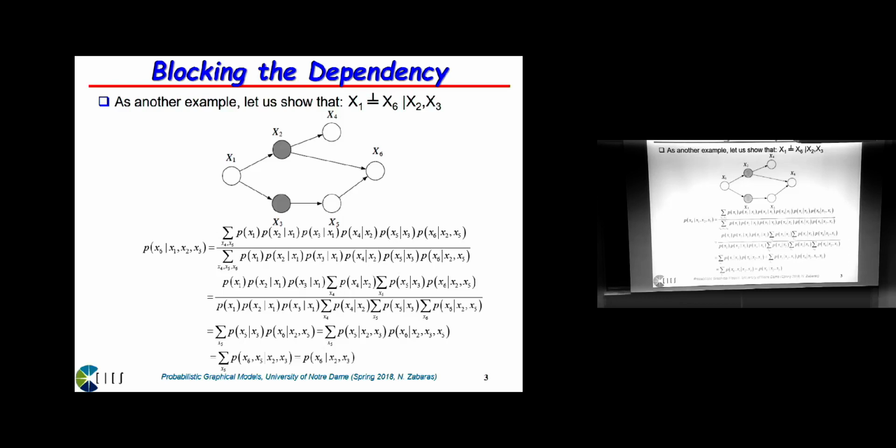X2 is a non-descendant. In other words, you can see from the arrows, you can go from 5 to 6, but you cannot go to 2. So X2 is a non-descendant. Again, we will see this property together. But given the parent X3, the probability of X5 is independent. X5 is independent of the non-descendant X2.